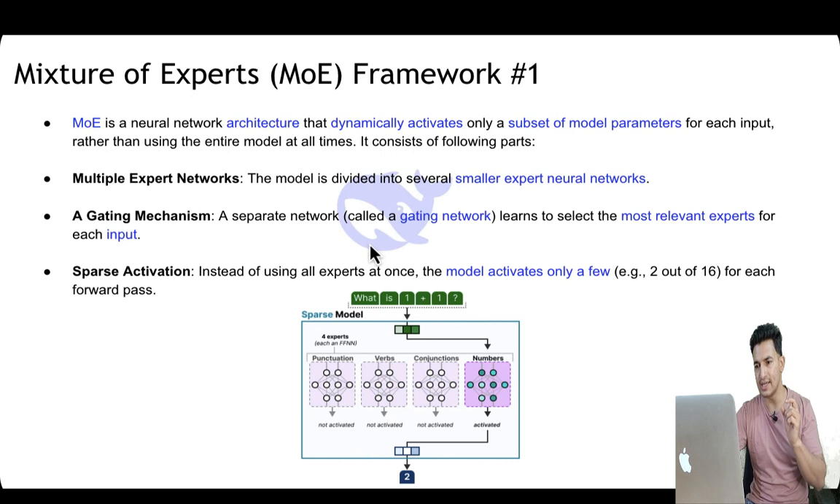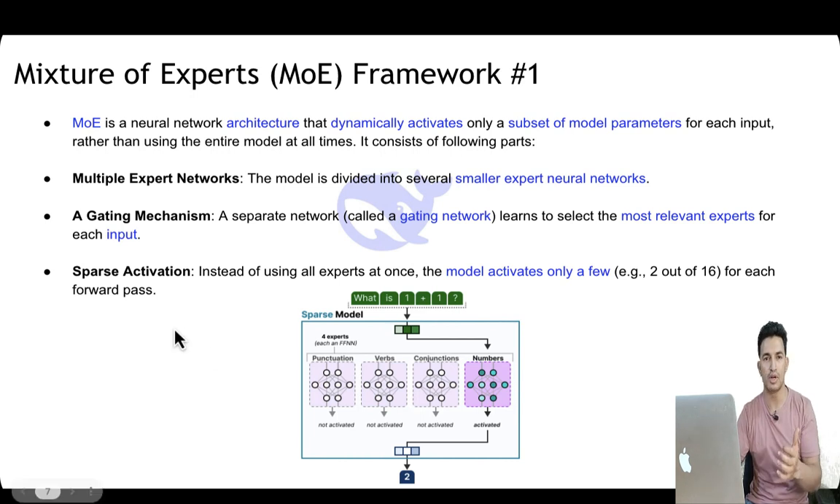A separate network called the gating network learns to select the most relevant expert for the user input. And since only a few parameters, a few models, a few experts are getting activated, there is a sparse activation. Instead of using all experts at once, the model activates only a few, let's say 2 out of 16 experts for each forward pass.